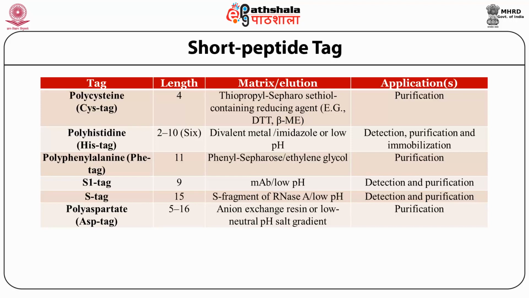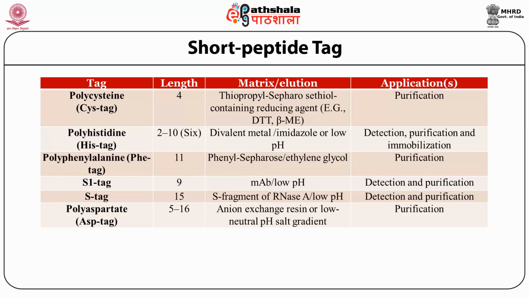The next one is very commonly used and available extensively in the pET series of vectors: the polyhistidine tag. This tag is available in other expression vector series also. It's very commonly used. The matrix is made up of a divalent metal such as nickel NTA, and it can be eluted in presence of imidazole or in presence of a buffer with low pH. It has been used for detection, purification and immobilization.